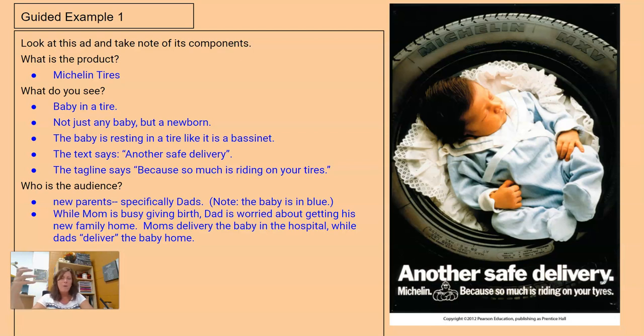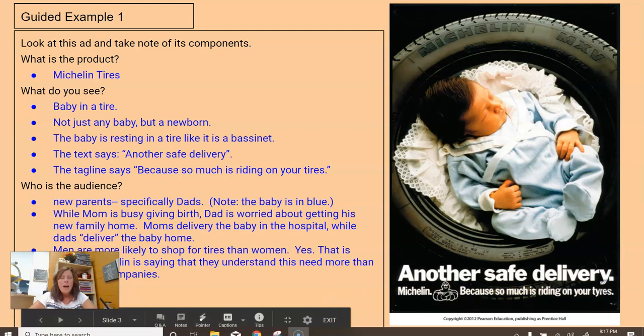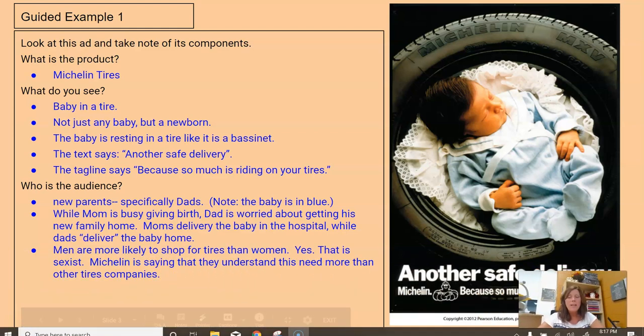Mom is busy giving birth. And so dad's over here, what's he worried about? How am I going to take care of my new family? Oh my gosh, I've got this new responsibility. So while mom's delivering the baby in the hospital, it's dad's role to deliver that baby home safely. And so this tire company is appealing to that aspect for the dad. Let me move this over here. You'll see men are more likely to shop for tires than women. Yep, it's sexist, but we see sexism all the time in advertisements.